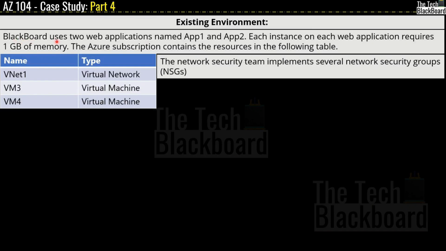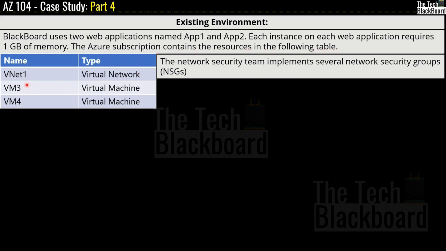This one says that the Blackboard uses two web applications named App 1 and App 2. Each instance of each web application requires 1 GB of memory. The Azure subscription contains the resources in the following table.